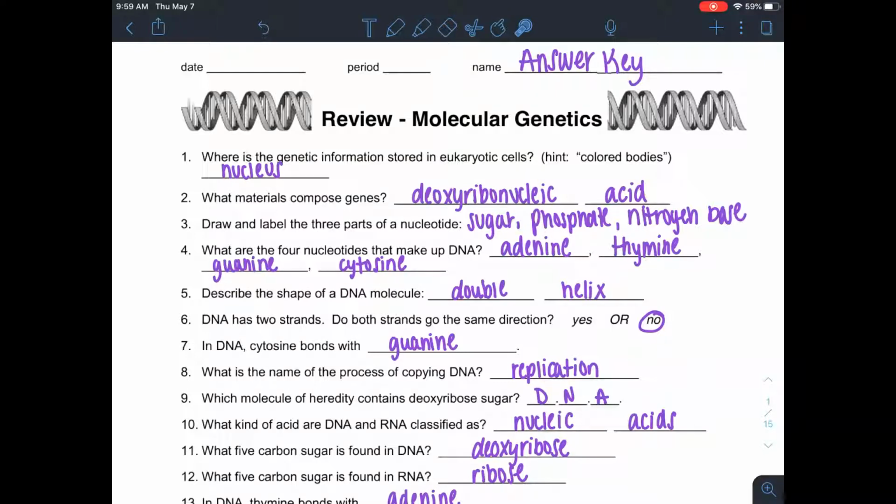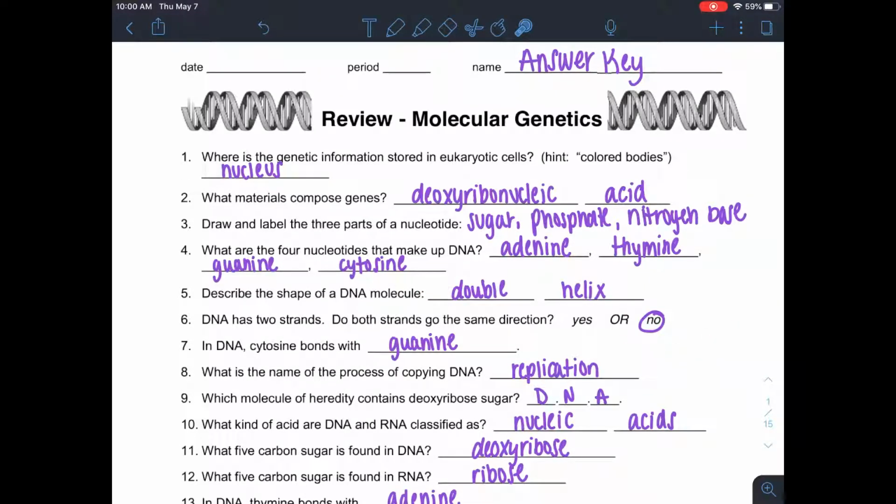Now, the shape of your DNA, we're talking about that double helix shape. You could also say twisted ladder. There are multiple things you could say, but we've normally been calling it that double helix. Again, I would also accept a twisted ladder. For number 6, DNA has 2 strands. Do both strands go in the same direction? No. I don't really care if we know a whole ton about this, but this is where we were talking about that 5' versus the 3', and those strands being anti-parallel. But basically what that means is they don't both go in the same direction.